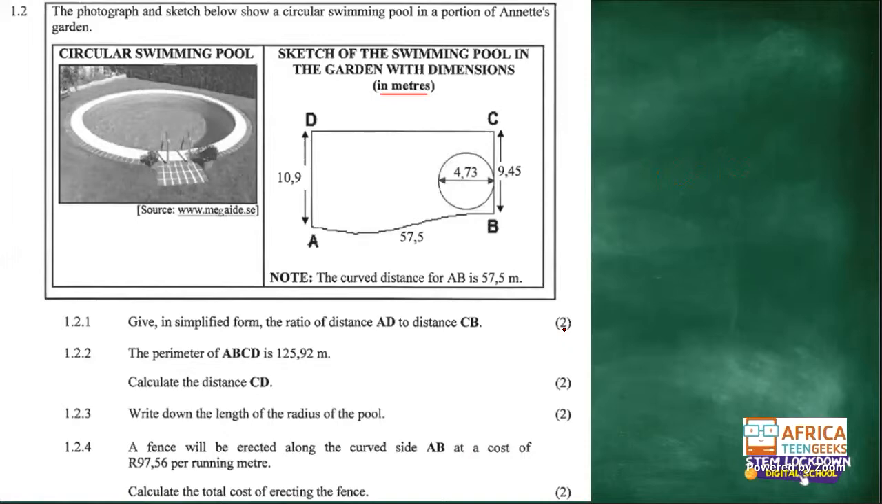Two minutes is 2 max. So what is the answer? I'm giving you 2 minutes for this one. Distance AB is to distance CB. Simplify your answer. Remember, just as a rule of thumb, when you're working with fractions and ratios, our answers must be simplified for full marks.